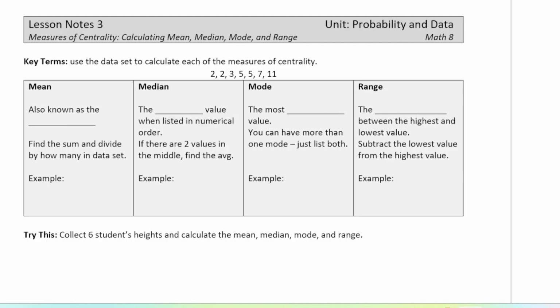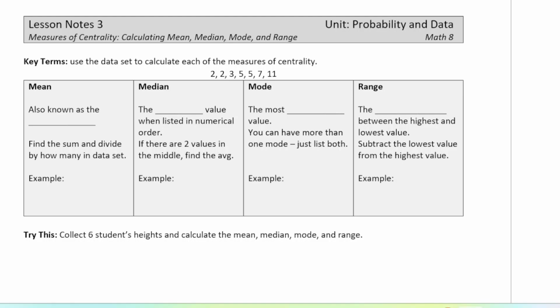Okay, this is lesson 3 of the probability and data unit. We're kind of going in a different direction now. The first 2 lessons were on probability, and the next 2 lessons are on data and statistics. And we're looking at measures of centrality today. So we're going to be looking at a set of data and seeing what kind of values we can measure using that data, or what values describe that data.